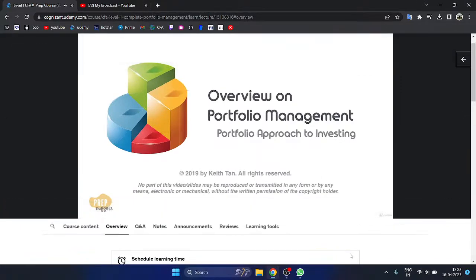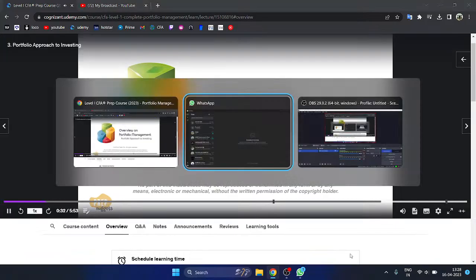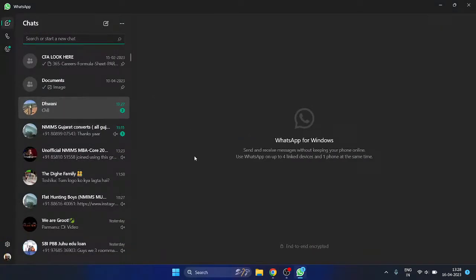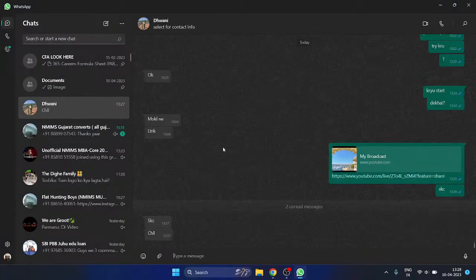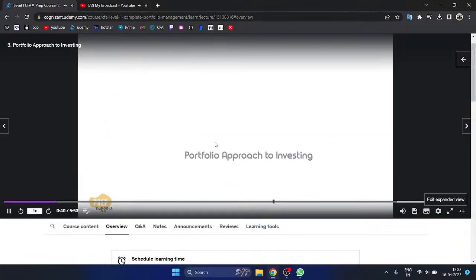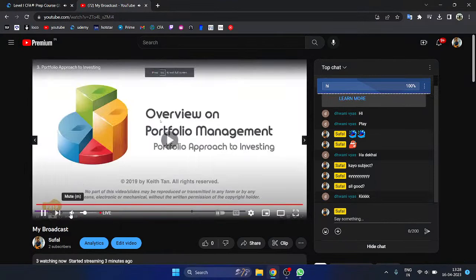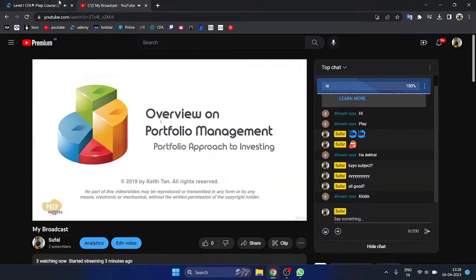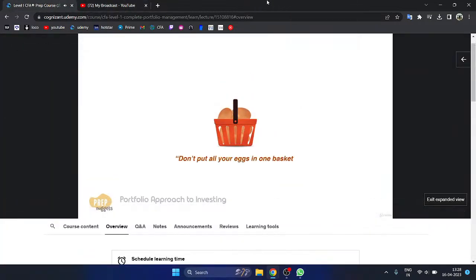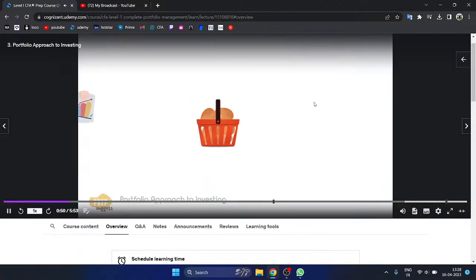Some new concepts are only described briefly and will be revisited in detail later, so don't worry if there are things you can't yet grasp. With that settled, let's dive right into our first lesson. You've probably heard of this saying, don't put all your eggs in one basket. That's essentially the gist of portfolio management.